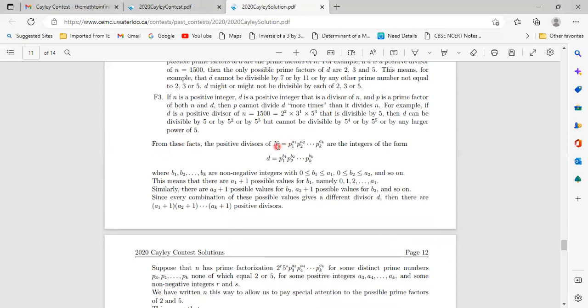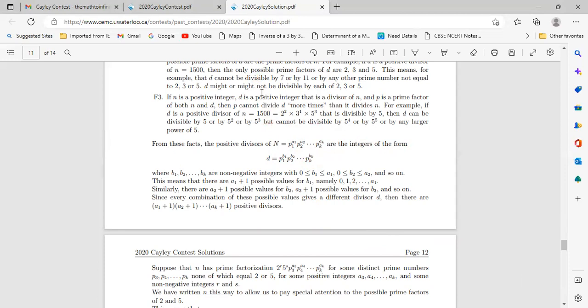From these facts, we can say the positive divisors of capital N, where N is equal to P1 power A1, P2 power A2, and so on, Pk power Ak, are the integers of the form D equal to P1 power B1, P2 power B2, and so on, Pk power Bk.